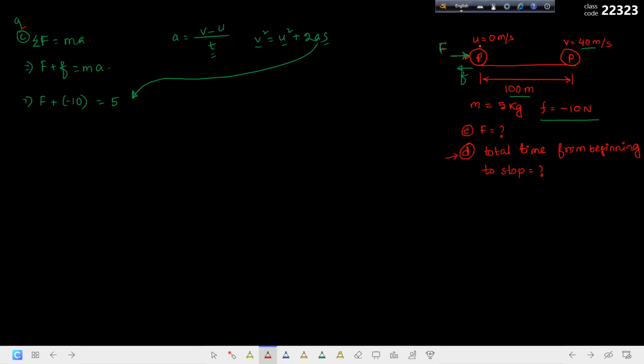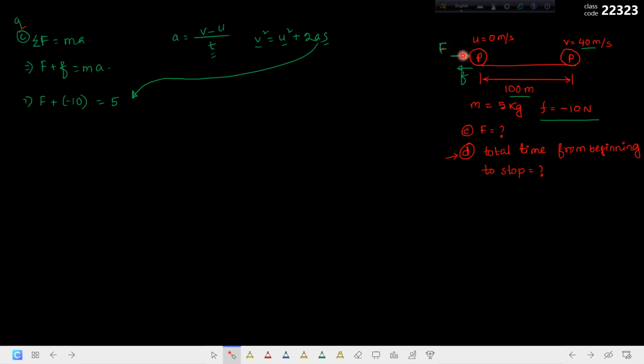So in this problem, the figure is given like this. Both the objects are P, that means these two objects are the same object. Initially the object was at this position, and the initial velocity of it is 0. Now some force started acting on it, that is capital F.